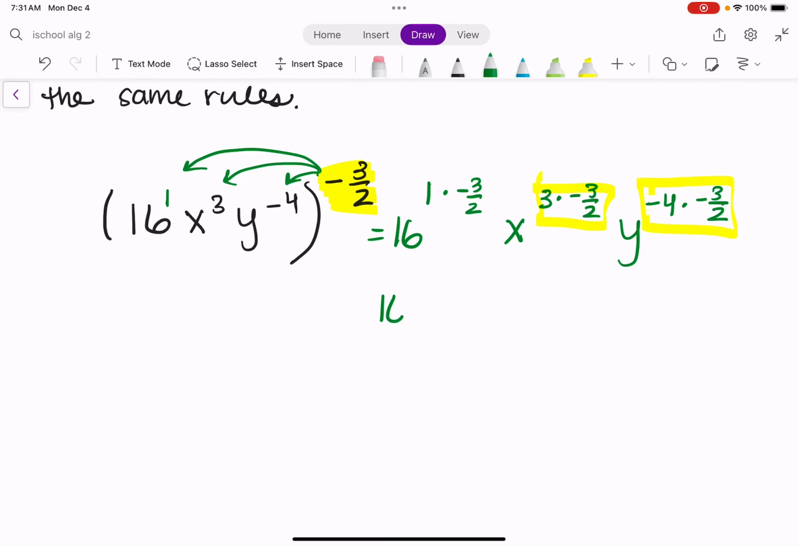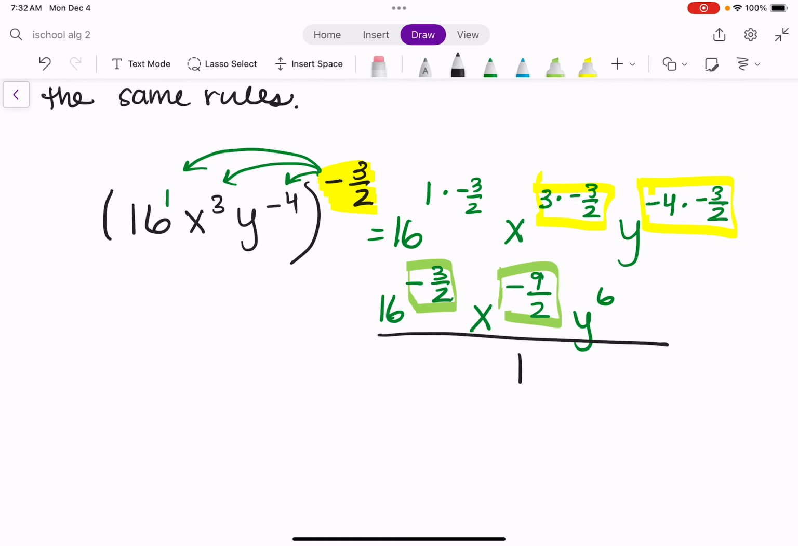So we have 16 to the power of negative 3 over 2. We have x to the power of negative 9 over 2, and we have y to the power of 6. You'll see that negative 4 times negative 3 over 2 just simplifies to 6. And now we can't combine anything by adding or subtracting, right? Because we have different bases. But we have two things with negative exponents. Currently, this is on the top of the fraction.